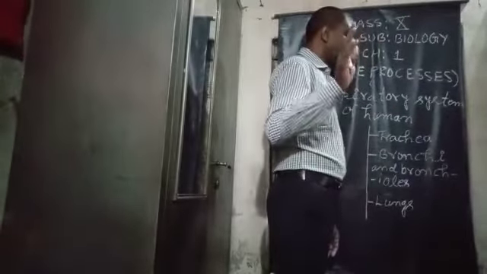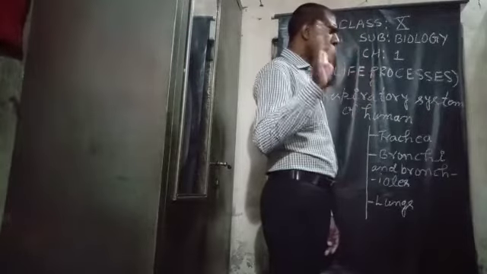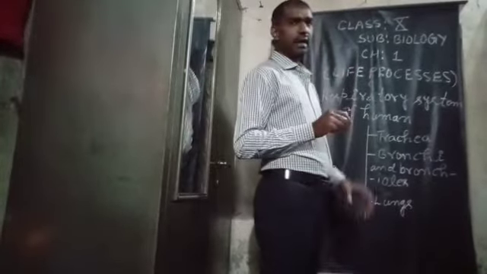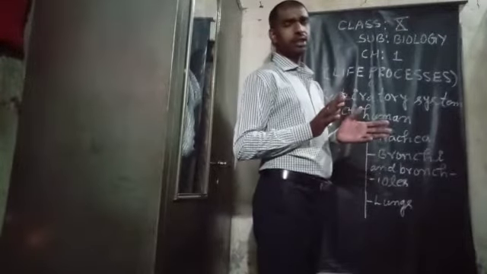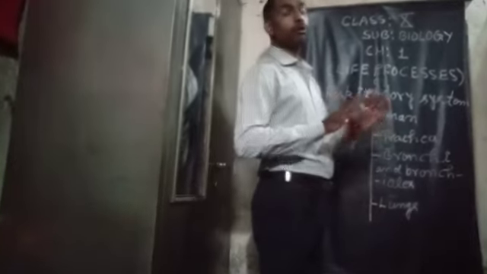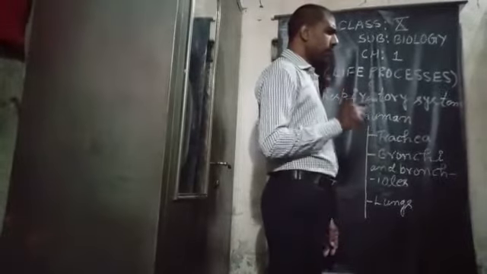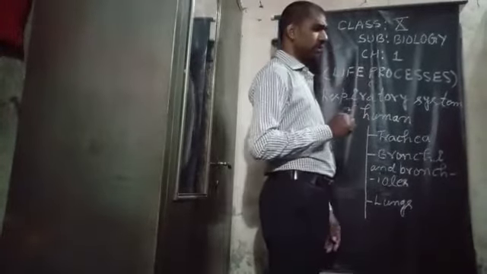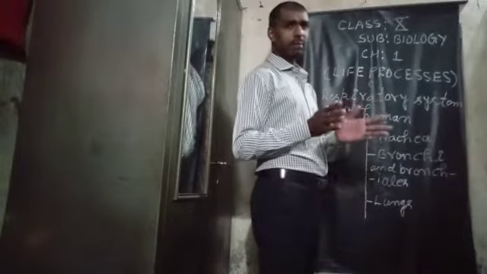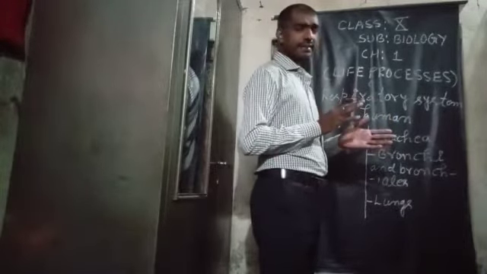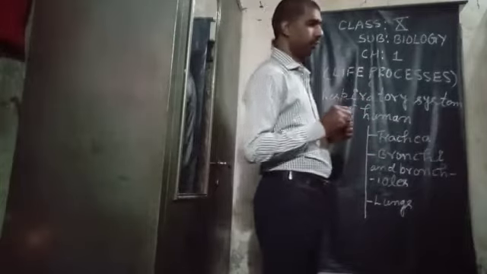Then, a membrane called the pleural membrane or pleura is found in the lungs. The pleural membrane or pleura surrounds each lung. That means it surrounds the left lung and the right lung also.